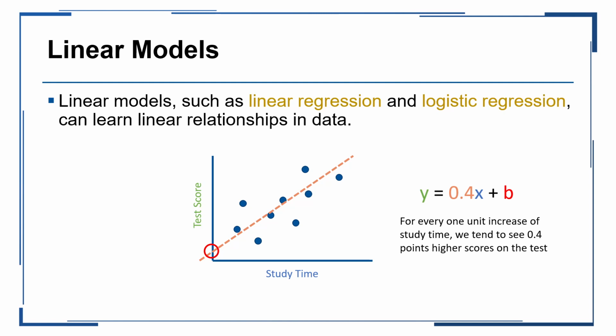So we supply the model with a set of example cases of x's and y's, of our predictors and our labels, or our dependent variables, and it attempts to learn the coefficient. It learns what m, or beta, the Greek letter that's commonly used, is, as well as what the intercept is. The coefficient, representing the slope of the line, quantifies the relationship between our predictors and the dependent variable. If we learn that this value is 0.4, for example, it suggests that for every 1 unit increase of time, we tend to see 0.4 more points on the test.